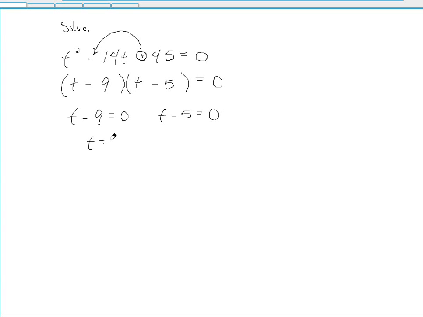If you add 9 to both sides, and then add 5 to both sides, you end up with two solutions here, neither of which are extraneous, meaning you have no denominators up here that would become 0. You have no even indexed radicals up here that would become negative underneath. Nothing to worry about. Your two solutions are 9 and 5.